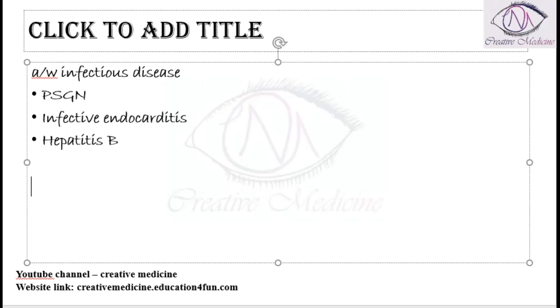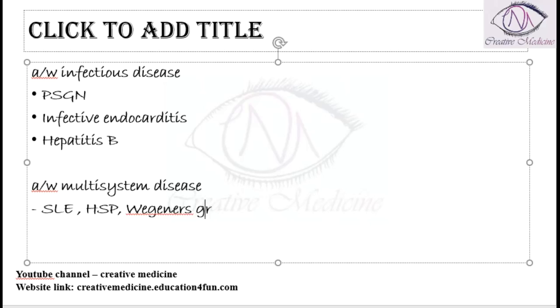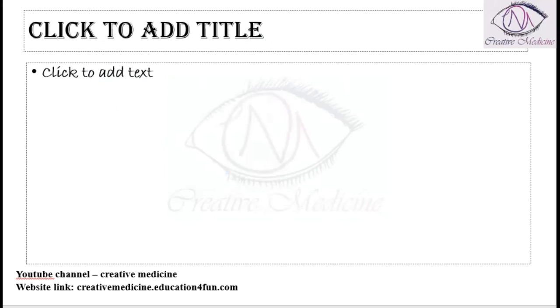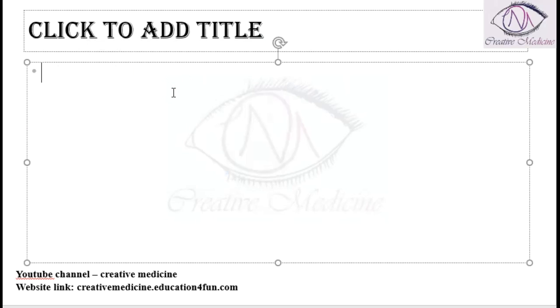Then it is also associated with multi-system diseases. In the multi-system diseases, it is associated with systemic lupus erythematosus, Henoch-Schonlein purpura, or Wegener's granulomatosis. It is also associated with microscopic polyarteritis.